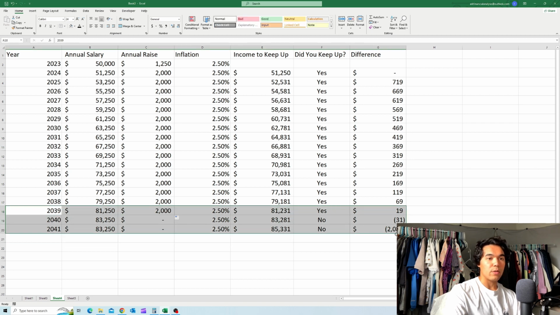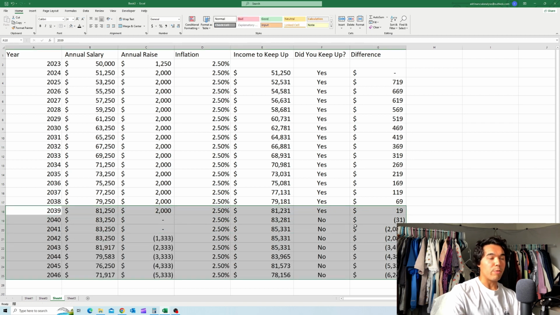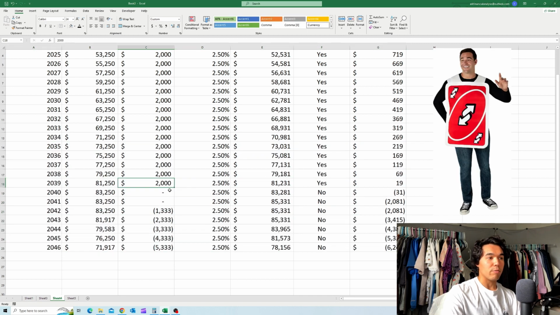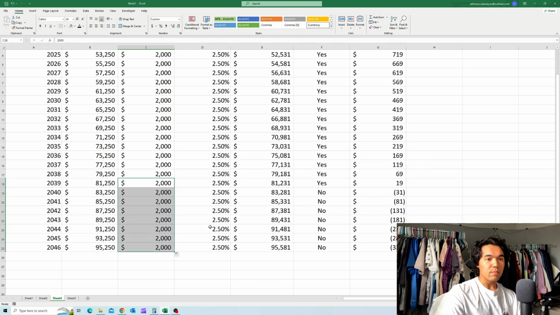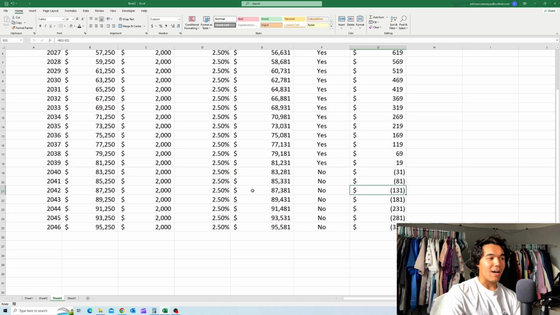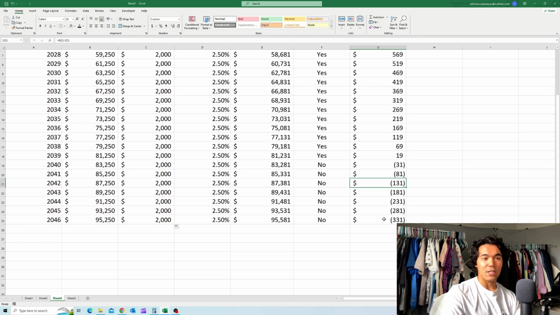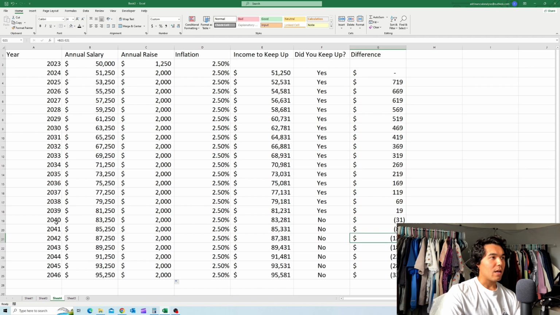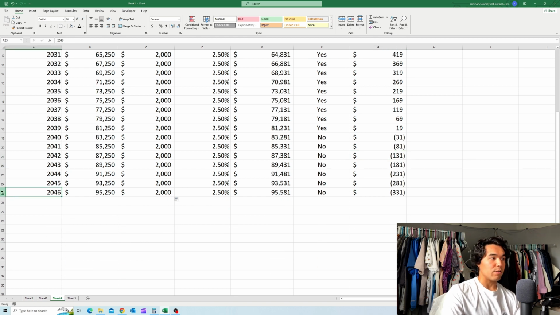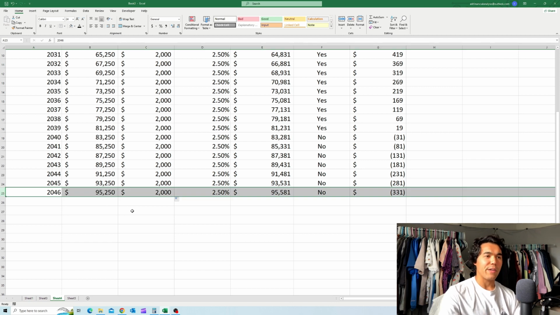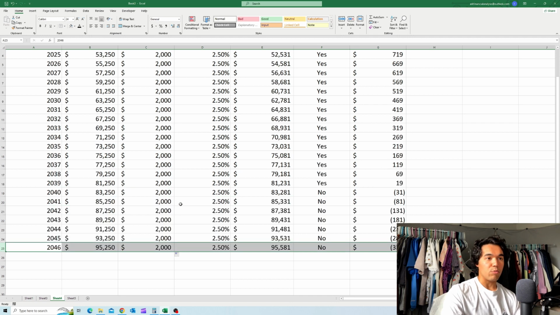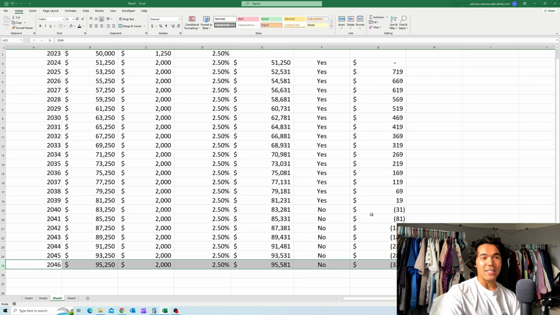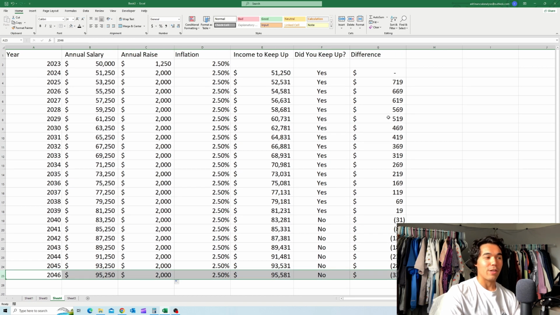Now, if we continue this out, we can see that it goes in the reverse direction, right? It's not too bad initially. He's negative 31, negative 81, and so on and so forth, but it starts looking a little bit different. And this isn't a huge margin, right? So you'd hope by 2046, 20 years later, that he's got things figured out. So this isn't necessarily the worst outcome. But certainly, you don't want these negative numbers early on in your working career, right?